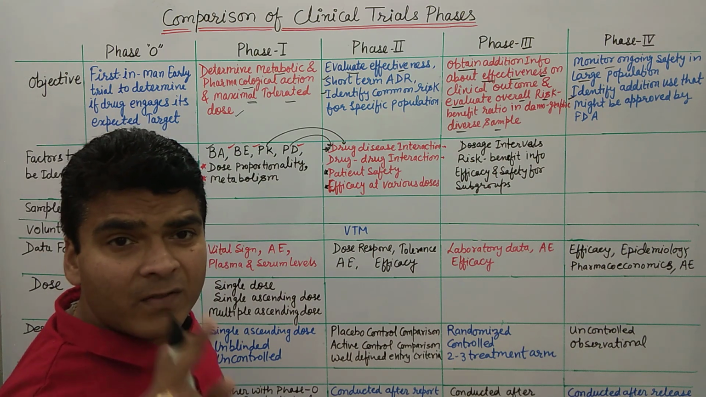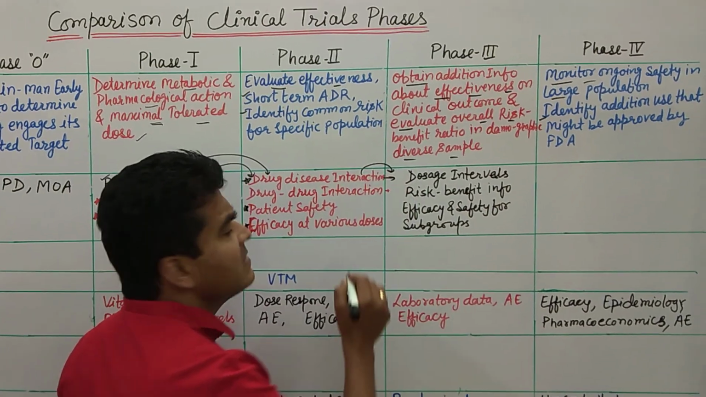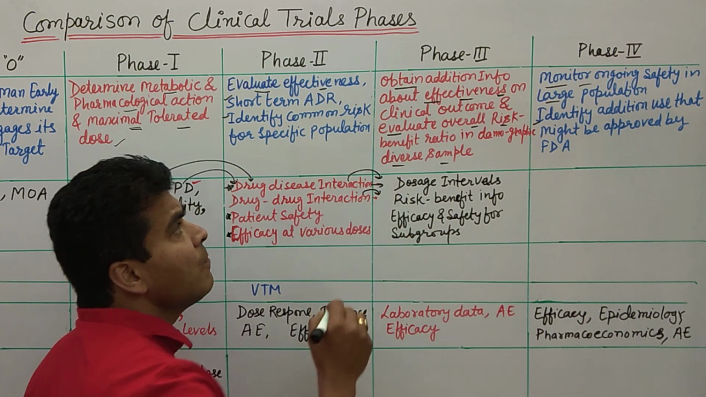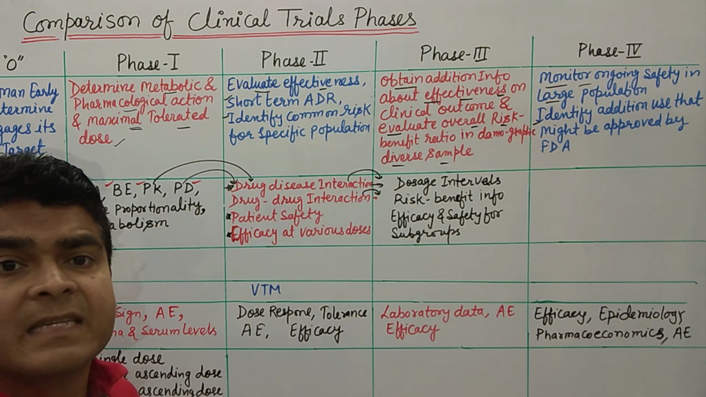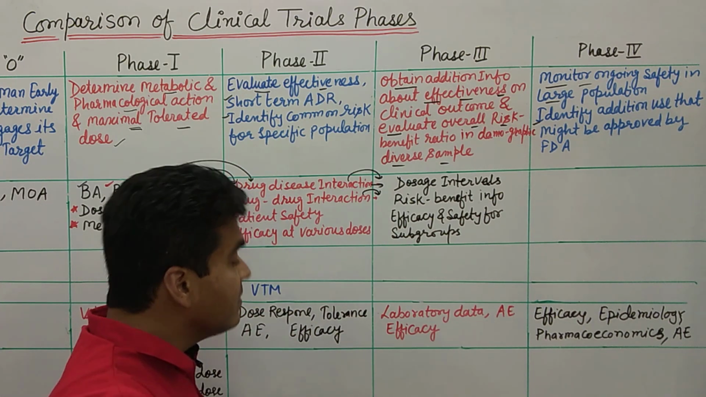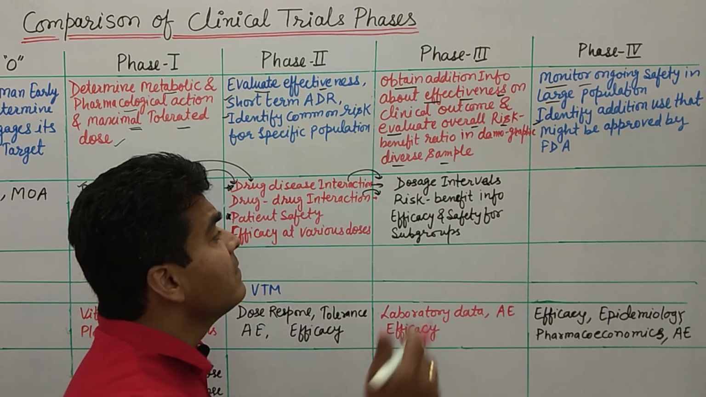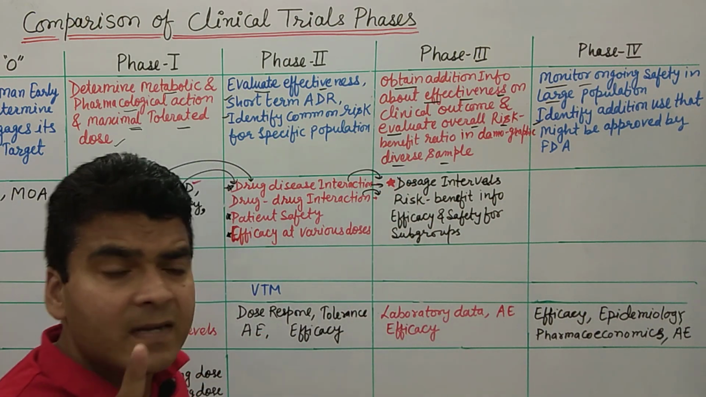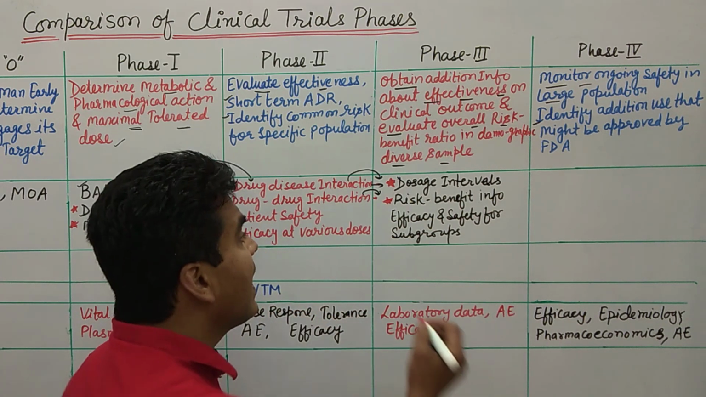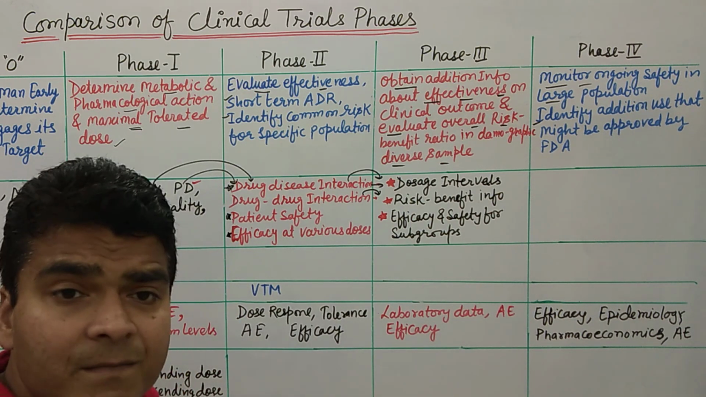And then if you are talking about phase 3, then drug-disease interaction as well as drug interaction we are also able to identify in phase 3. Apart from these 2 points, we are also able to identify the dose interval, how much dose interval is required. Then risk benefit ratio or risk benefit information, as well as efficacy and safety for various subgroups. Clear everyone?